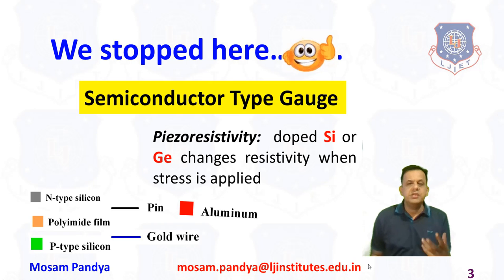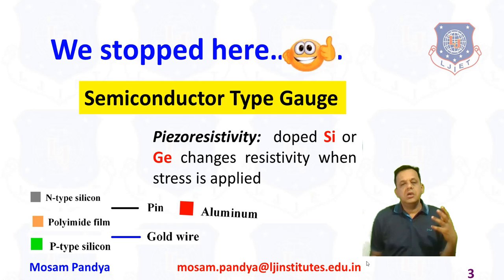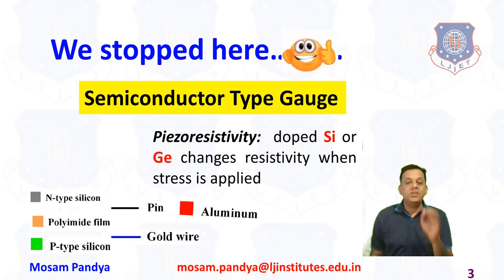dynamic kinds of measurement. See, in all the previous strategies we saw static measurement, where a simple change of resistance occurred because of the application of stress. Now what if the stress is dynamic or varying? So this is the better strategy, and in addition to that we will see the optical type of strain gauge, which is also very useful when we talk about dynamic changes.